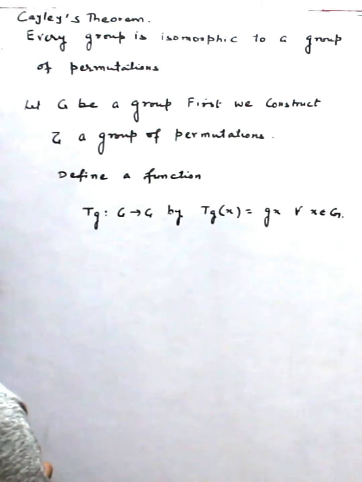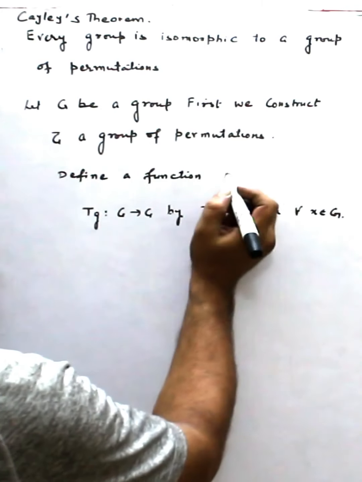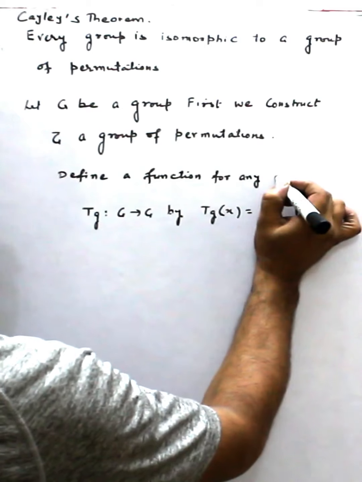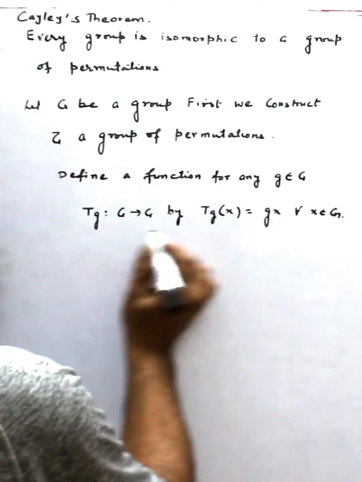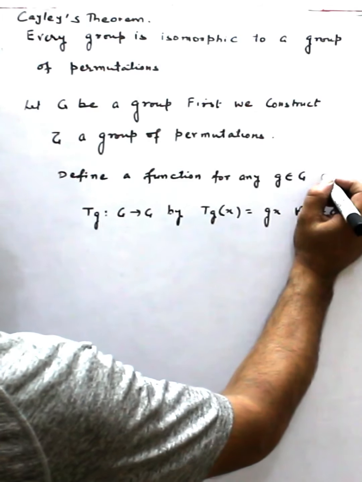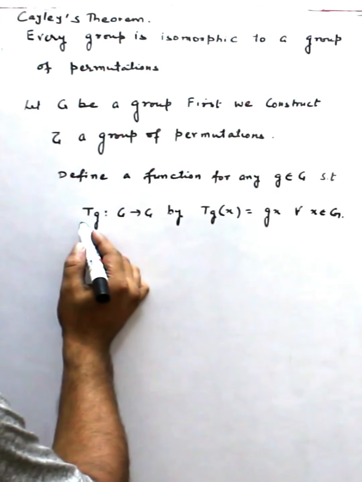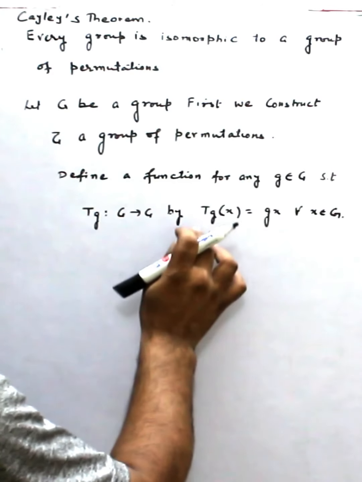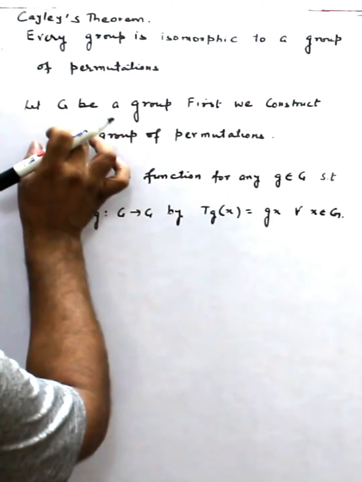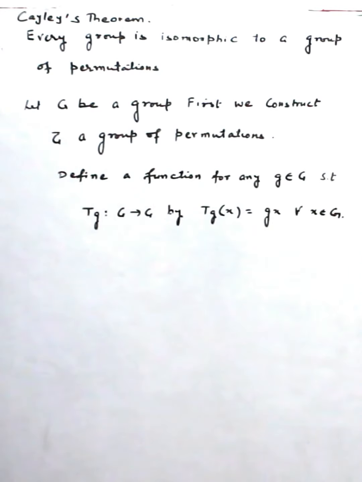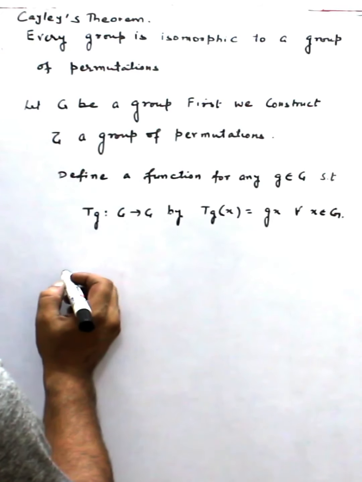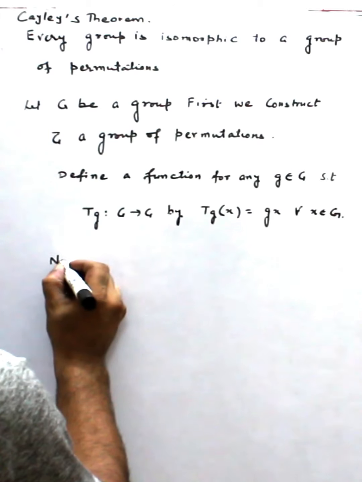Or we can write: define a function for any g belonging to G, Tg from G to G by this. So these elements Tg we collect in G bar. So first we show Tg is a permutation.